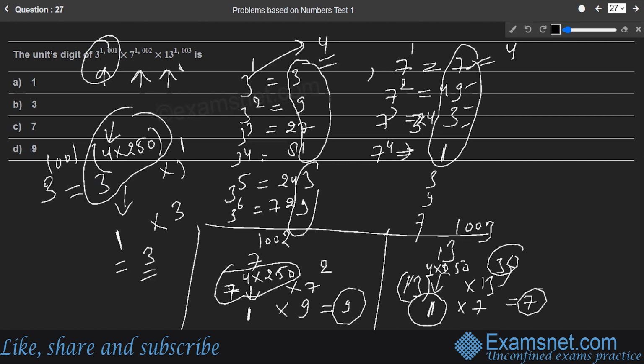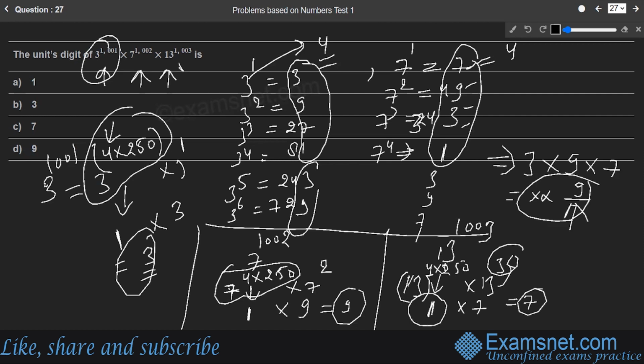So this is 7, this is 9, and this is 3. This expression can be written as 3 into 9 into 7 for the last digit, which makes it 27 into 7. So the last digit is something ending in 7, 7 sevens are 49, ending in 9. So clearly the unit digit of the expression is nothing but 9, which becomes the right answer.